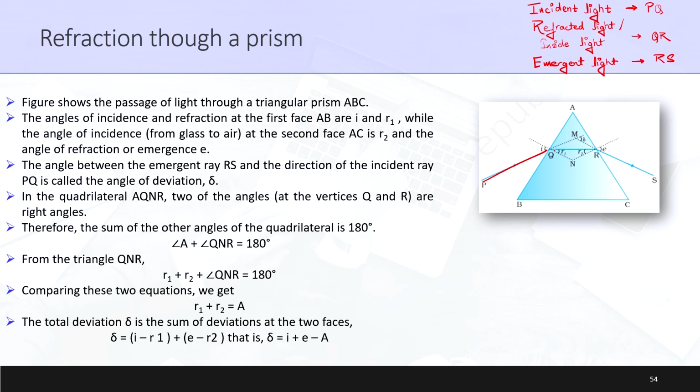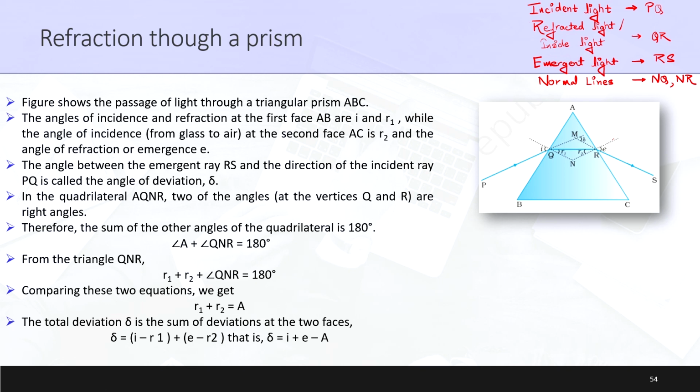So you know what is happening. This is after the first refraction and this is after the second refraction. Quite evident, there will be a normal drawn here. This is the normal, and this is again a normal. So these are two normals basically. The normal lines are NQ and NR.